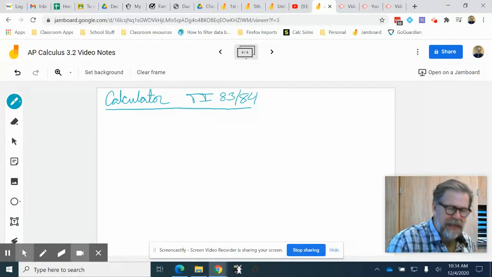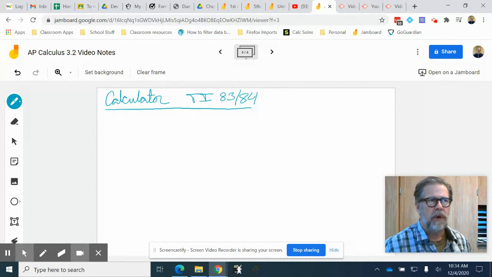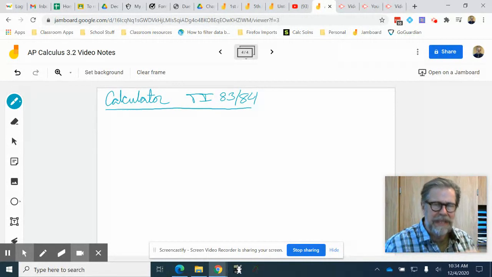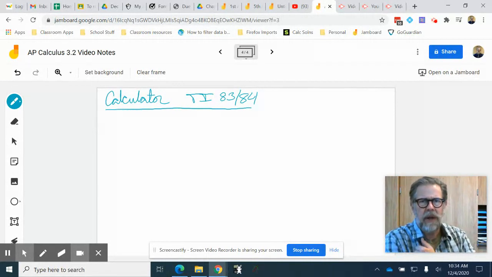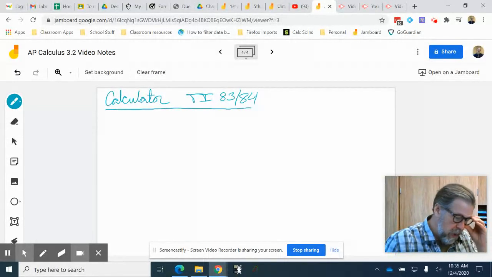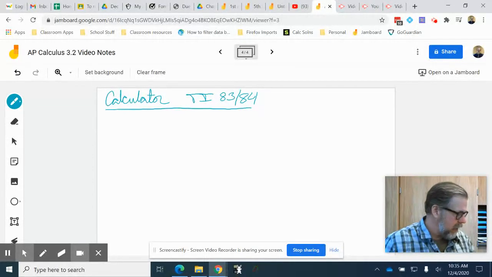And the question is, what if I want to find a numerical derivative? I want to know what the value of the derivative is. I'm not interested in the algebra. I'm not interested in an equation. I just want to know what it's equal to at a particular point. What can I do in my calculator?